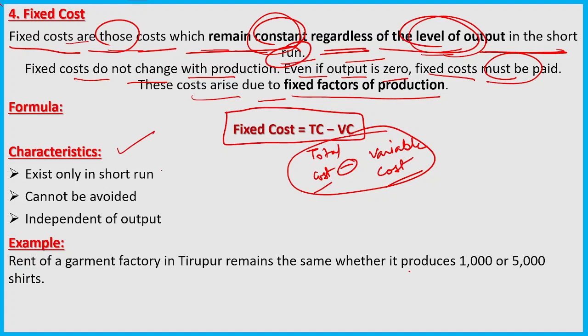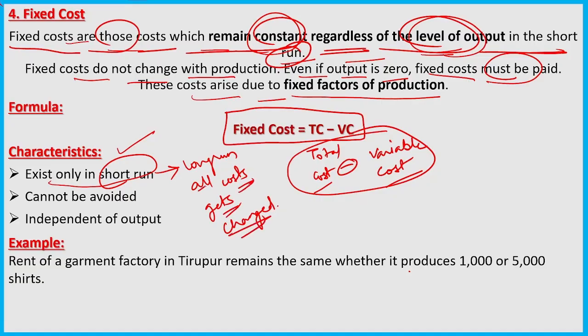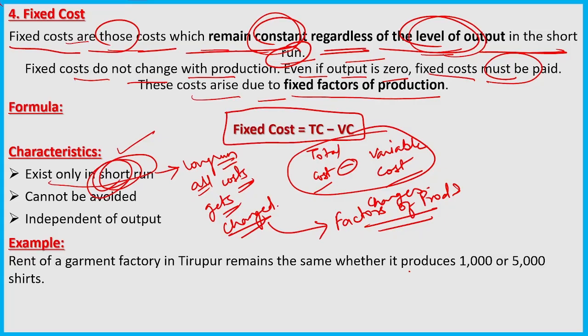Characteristics देख लेते हैं. Fixed costs exist only in the short run because in the longer run, all cost gets changed or becomes variable. Understood? सारे टाइप के कॉस्ट जो होते हैं वो चेंज हो जाते हैं. क्यों चेंज हो जाते हैं? Because of change in the factors of production. फैक्टर्स ऑफ प्रोडक्शन में चेंजेस आए तो आपके जो फिक्स कॉस्ट है वो भी चेंज हो जाएंगे लॉन्ग रन में, but short run में वैसे के वैसे ही रहेंगे. ठीक है? फिर फिक्स कॉस्ट है वो अवॉइड नहीं कर सकते.